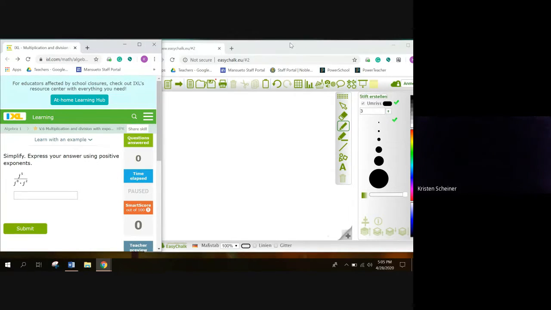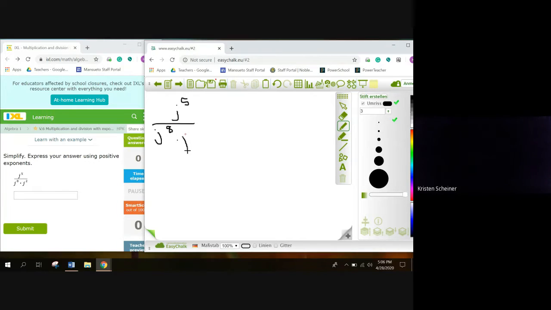Everyone, today we're going to take a look at the IXL that was assigned for week 6, lesson 2. You can see our directions. We're asking us to simplify and express your answer using positive exponents. This is taking everything we've been learning about exponents and combining it into one. So you can see that our problem says j to the 5th power all over j to the 8th power times j to the 2nd power.